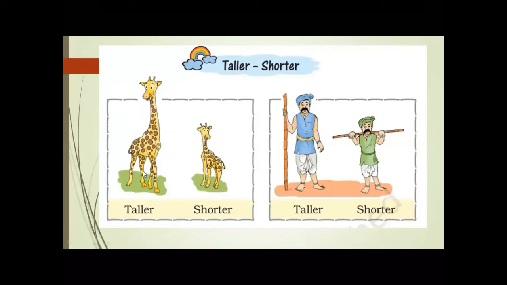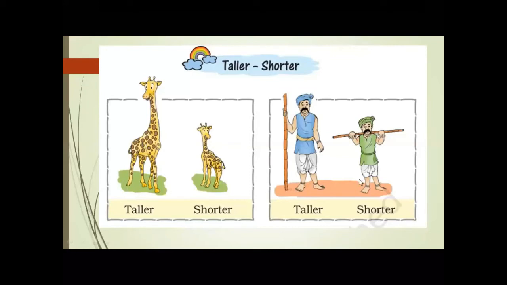And we also remember we compare two things here, so we use the terms taller and shorter. Whenever we compare two things, we use the terms taller and shorter. So this giraffe is taller than this one. And we can say this small giraffe is shorter than this taller giraffe.